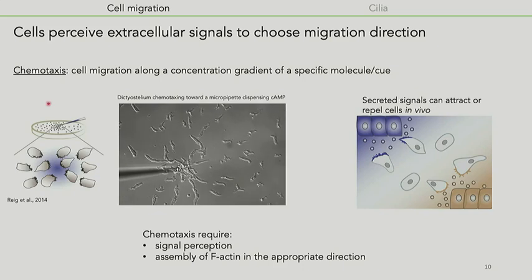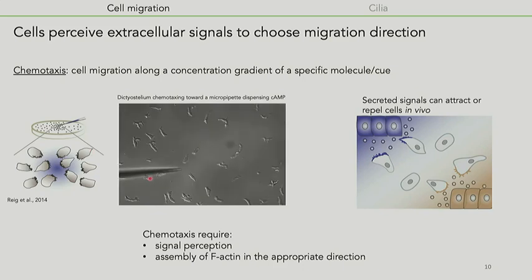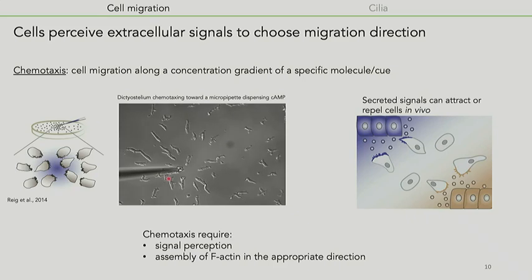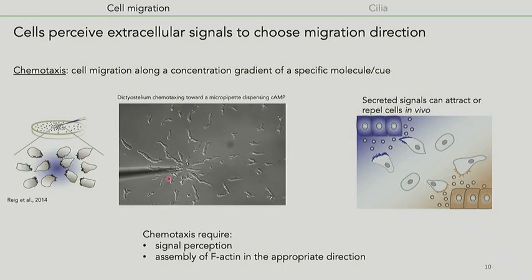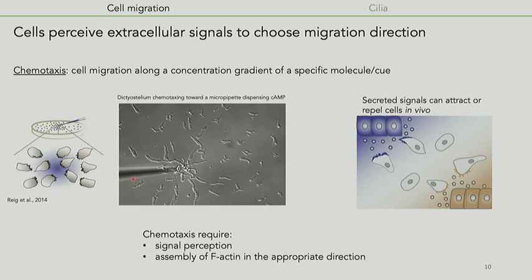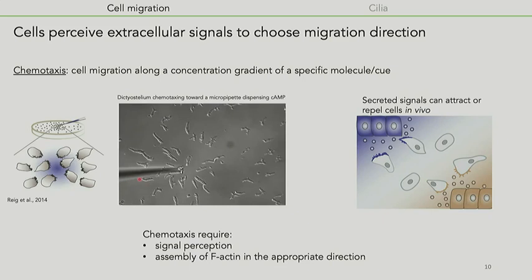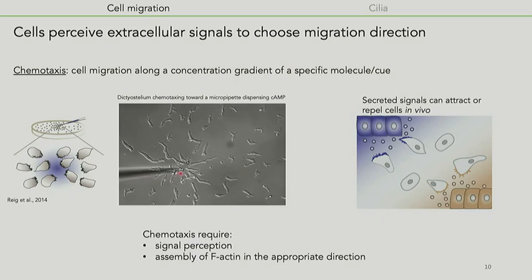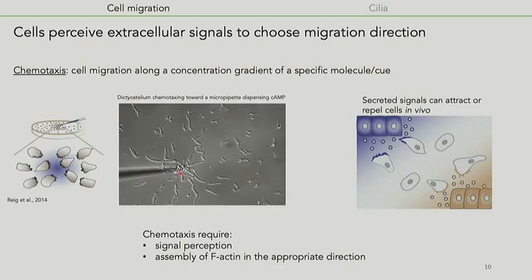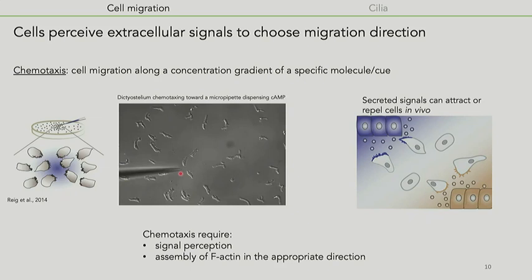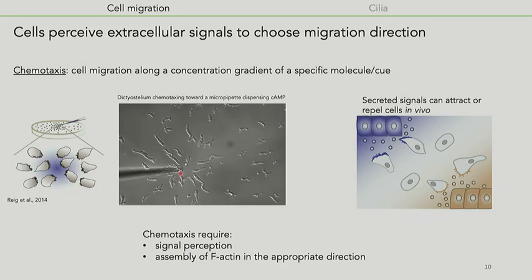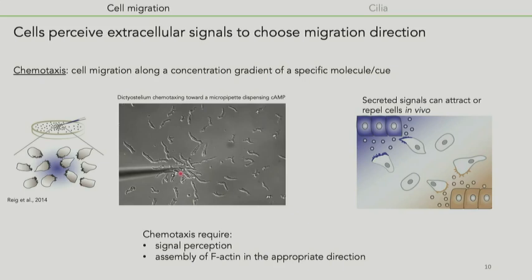So what you're seeing here are these amoeboid cells. This is a specific cell called a Dictyostelium cell, and what's out of focus here is a pipette tip. In this experiment, they're dispensing cyclic AMP out into the media, and you can see that Dictyostelium uses cyclic AMP as an attractive cue. So the cells perceive that soluble signal and then migrate towards it.